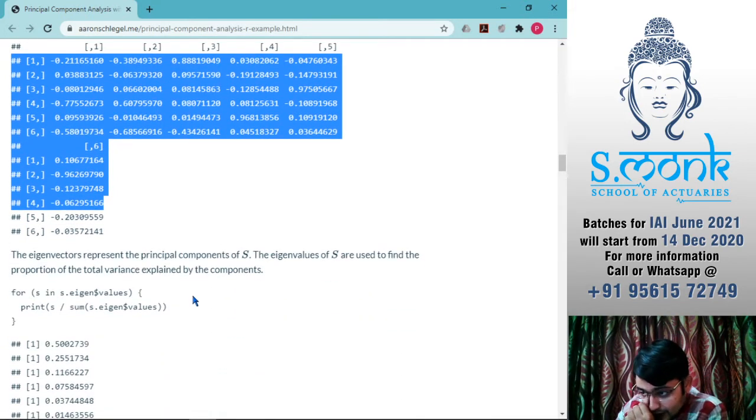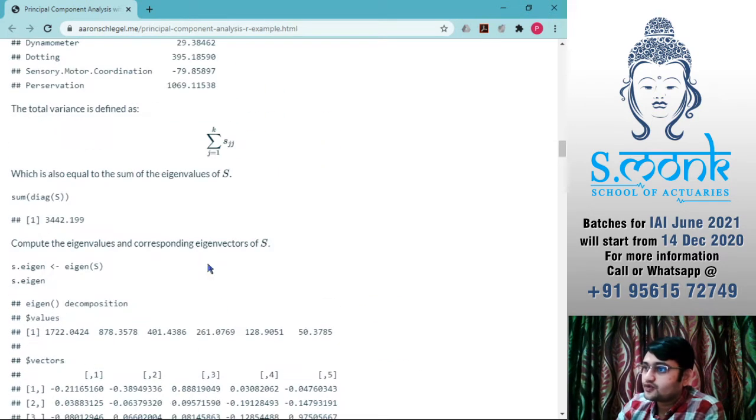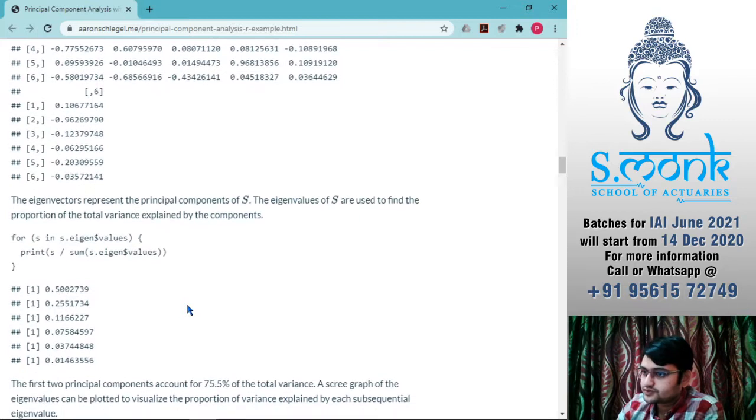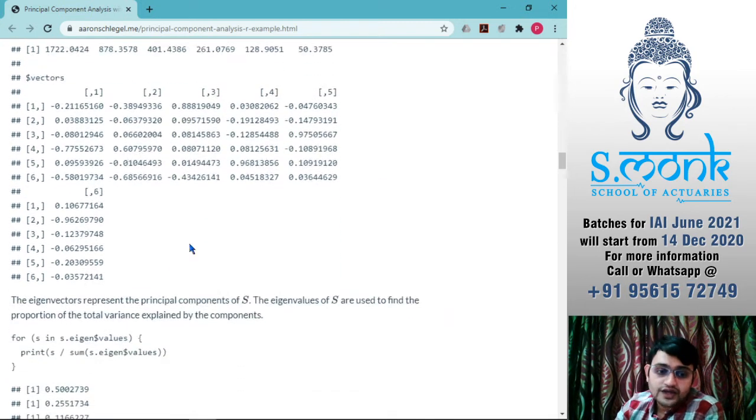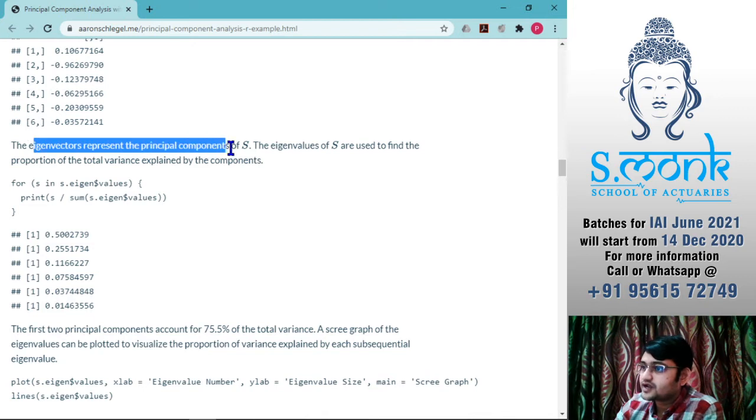Again, these are not going to be very important. I'm just trying to tell you what can be done using PCA: we can find these particular values, principal component analysis. In our examination, they do not ask us eigenvalues and eigenvectors, but if they do, you should know how they are calculated. Now the eigenvectors represent the principal components of S. This is the point here. These eigenvectors are nothing but a representation of the principal components of S.